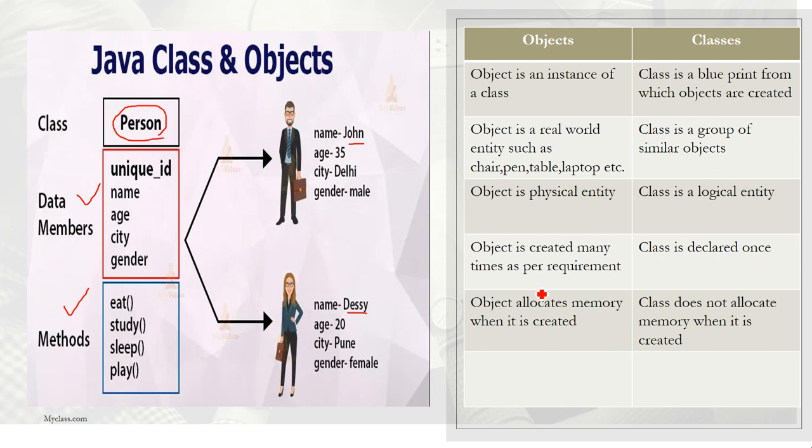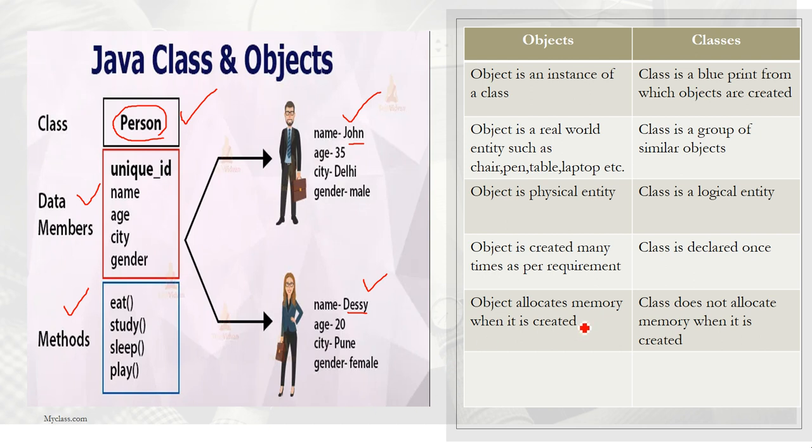Class is a group of similar objects. See, lots of other persons are also there, with any other names. So that group of similar objects we can call the class Person. Object is a physical entity. It needs memory space. Class is only a logical entity. Object is created many times as per requirement. See, we created one object for John, we created another object. Class is declared only once in a program.